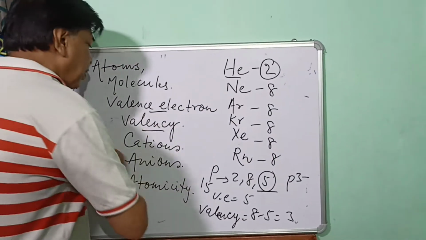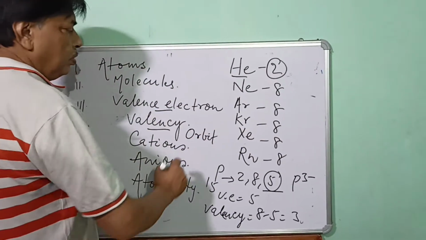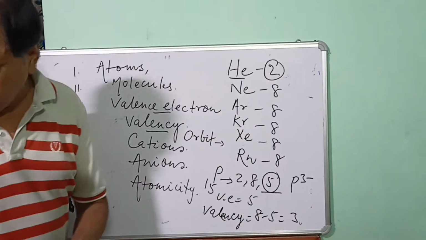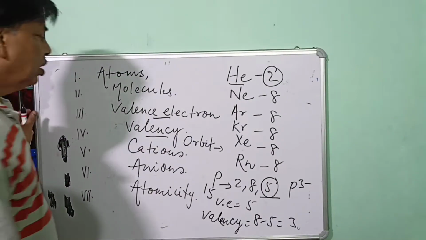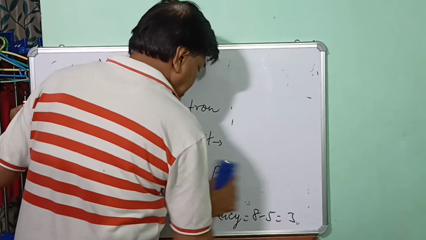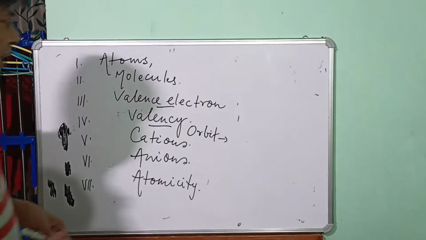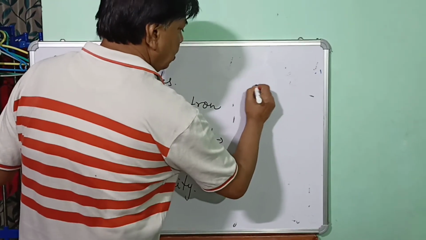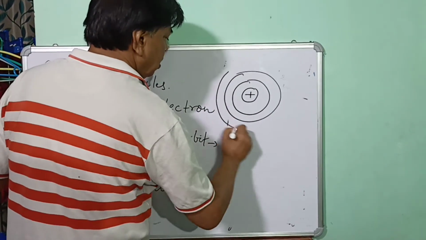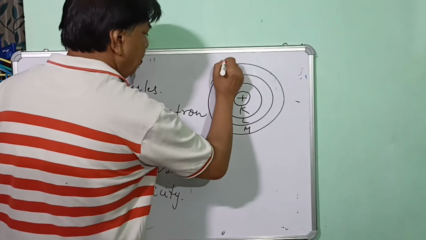Next, one definition is also orbit. So orbit, the circular path on which the electron moves around the nucleus, that is called the orbit, and it is denoted by KLMN. It is the nucleus and it is the circular path on which the electron moves around the nucleus, KLMN.